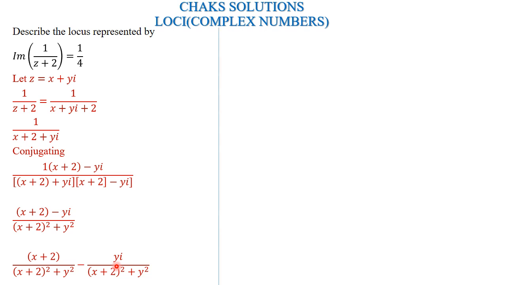Now we go to the next step. They are saying the imaginary part is equal to 1/4. Our imaginary part is the one that is being multiplied with i. So that's the imaginary part here: minus y over (x + 2) squared plus y squared is equal to 1/4. Now we need to simplify this equation.